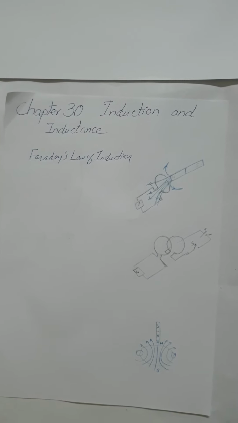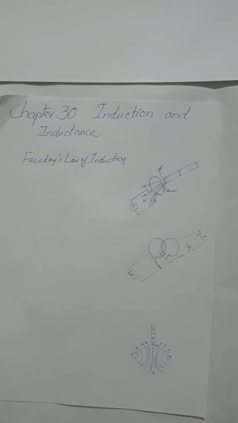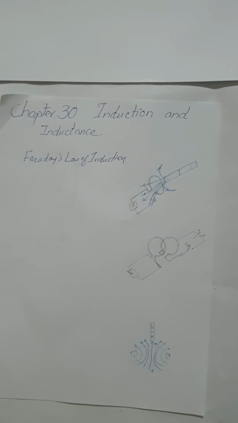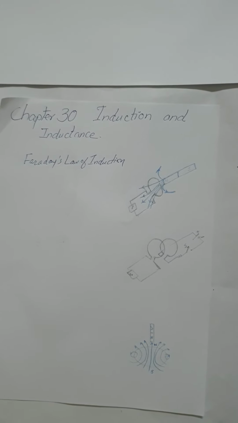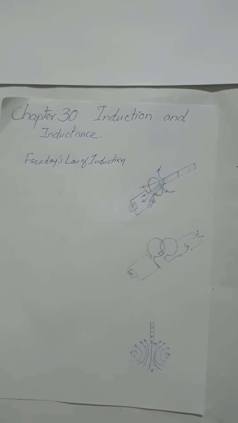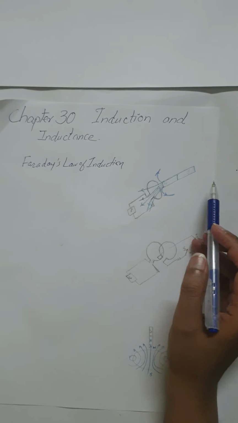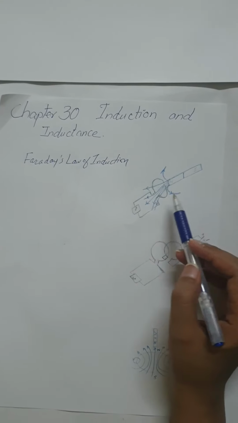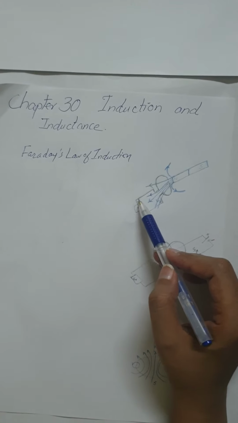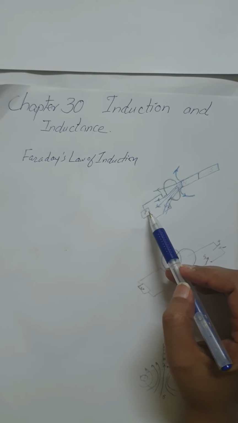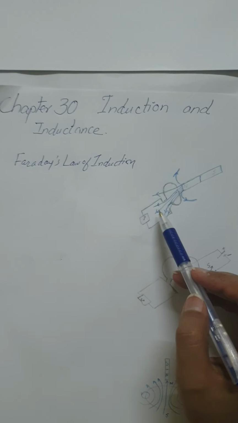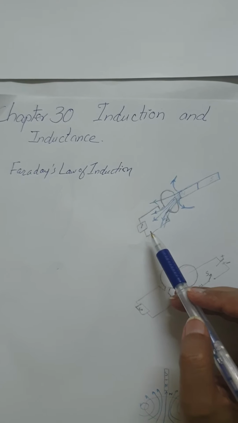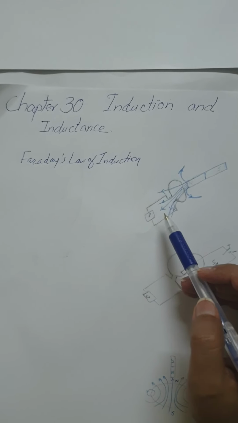Let's have a look at two experiments which were performed, and on the basis of these experiments we can understand Faraday's law of induction. Here in experiment 1 we have a conducting loop which is connected to an ammeter. An ammeter is a device which can measure current. Because there is no battery or other source of EMF included, there is no current in the circuit.